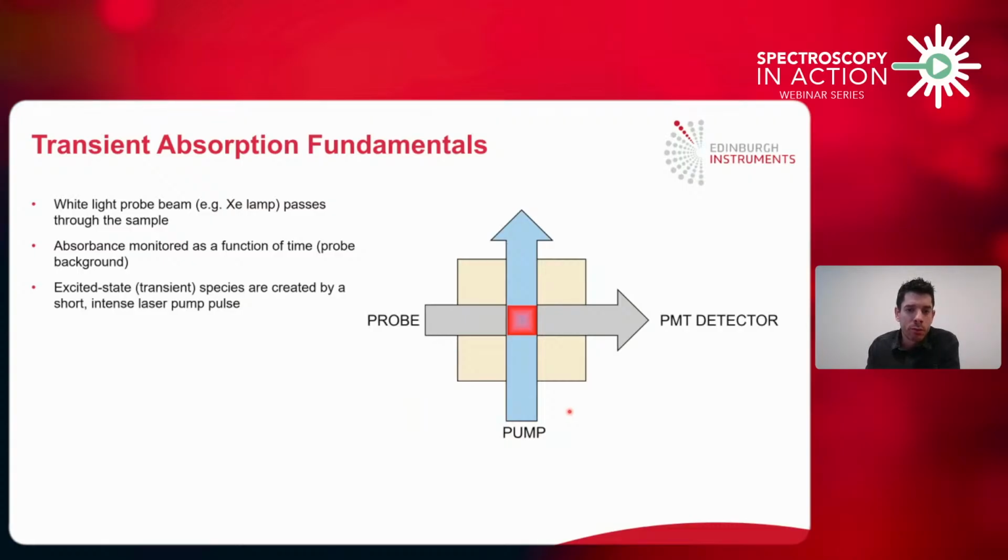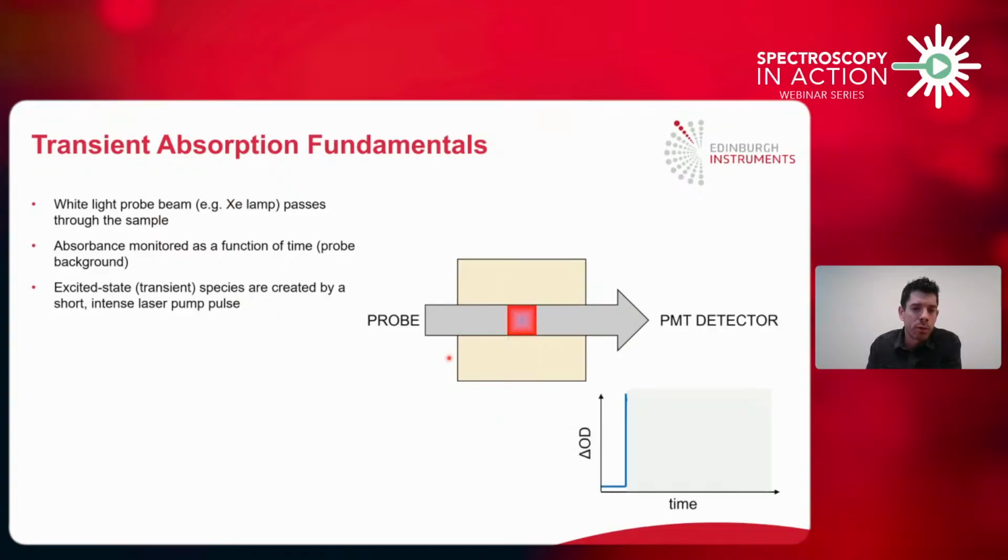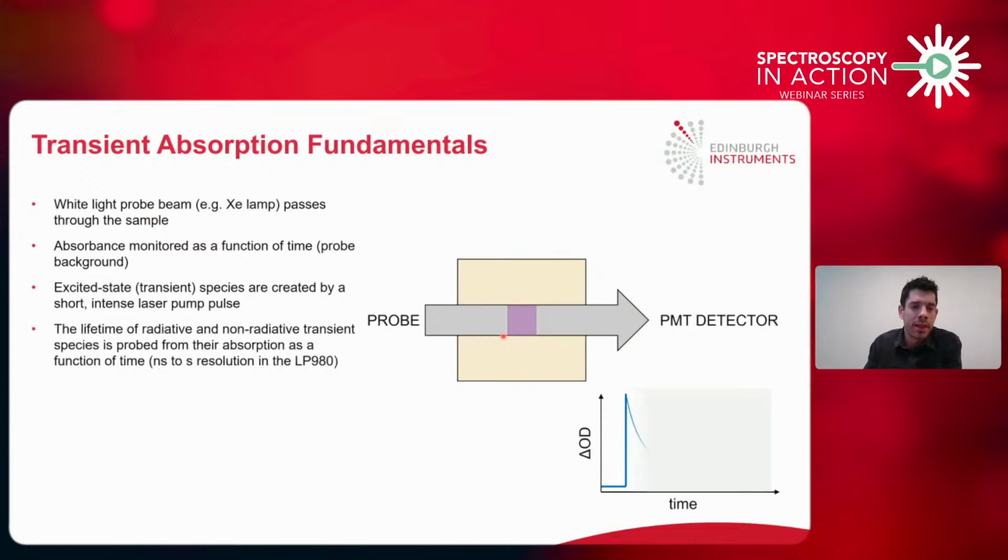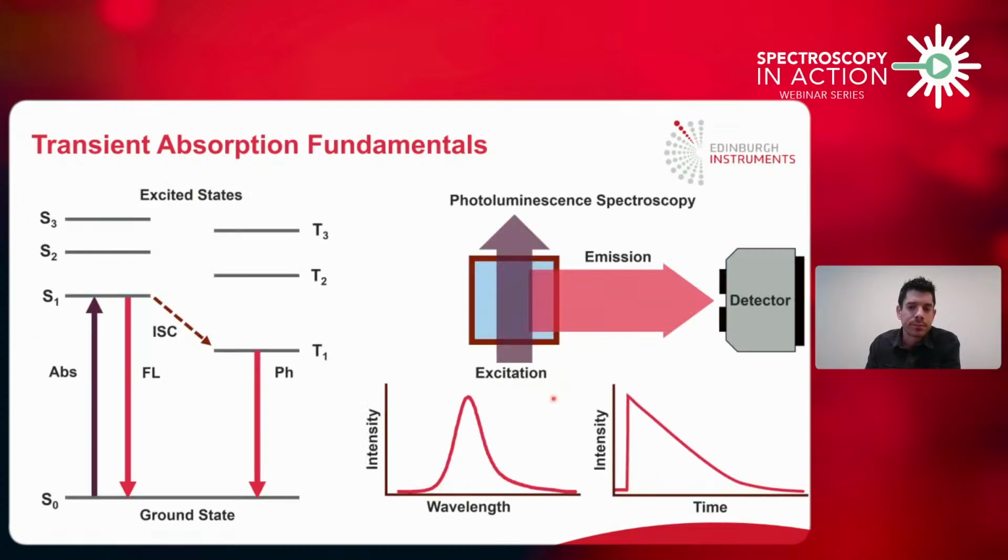So then we need the pump beam, the second beam. That's the laser source that excites our species. And what essentially happens is that the laser shutter closes and the lifetime of a radiative or a non-radiative transient species is probed from their absorption as a function of time. So we are talking about resolutions from nanoseconds to seconds in the LP980. So now let's look at an example which is quite common in nanosecond transient absorption.